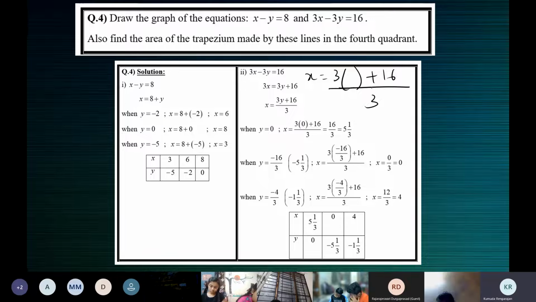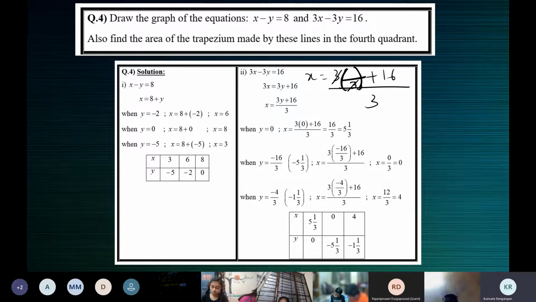I want the numerator to become 0. So if the numerator should become 0, the first thing is I must take a 3. This is the value of y. First thing is for y, I should take denominator 3. Then only 3 and 3 will get cancelled.